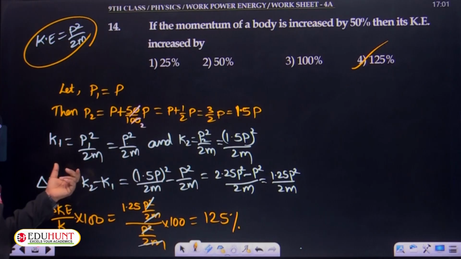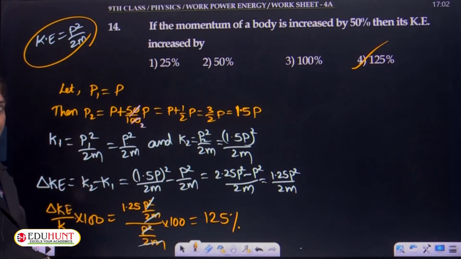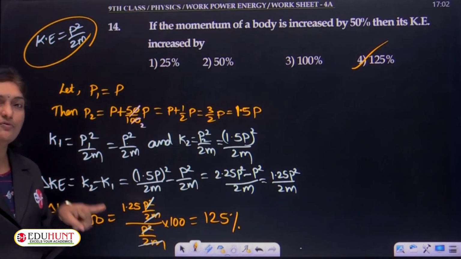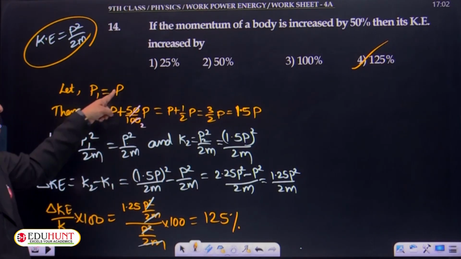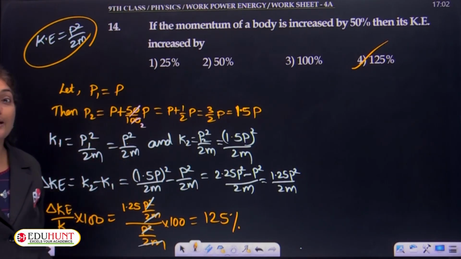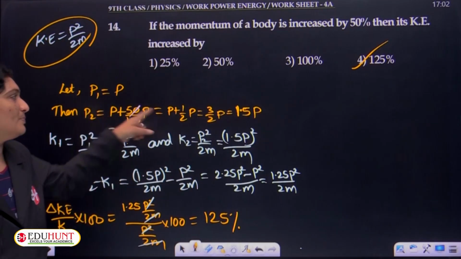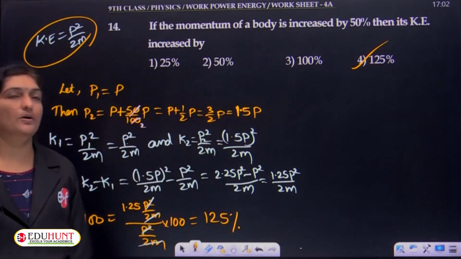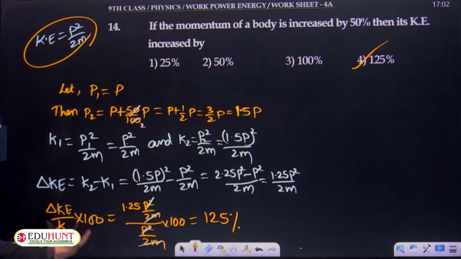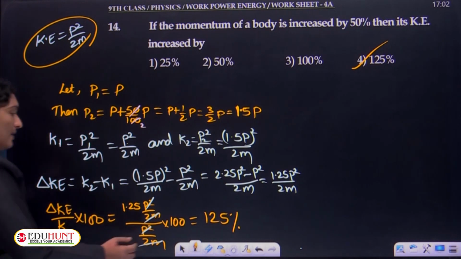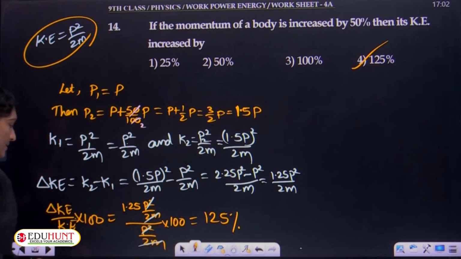Formula for kinetic energy in terms of momentum is P square by 2m. K1 means P1 square by 2m. But what is P1? P only. P square by 2m. K2 means P2 square by 2m. But what is P2? 1.5P whole square upon 2m. Okay. We want the percentage change in kinetic energy. That is, the general formula is delta KE by KE into 100.